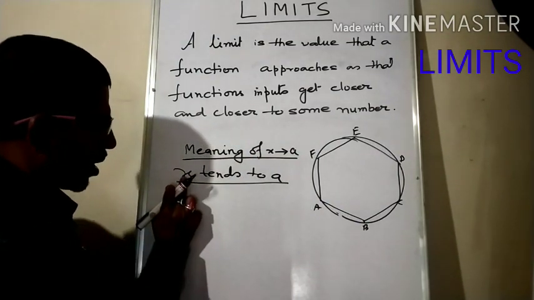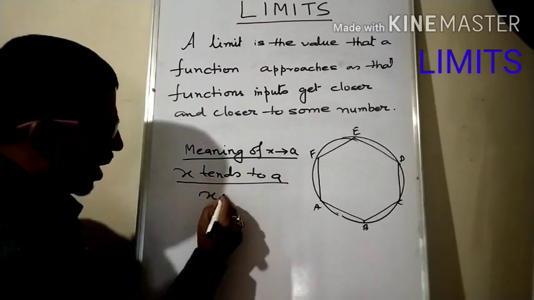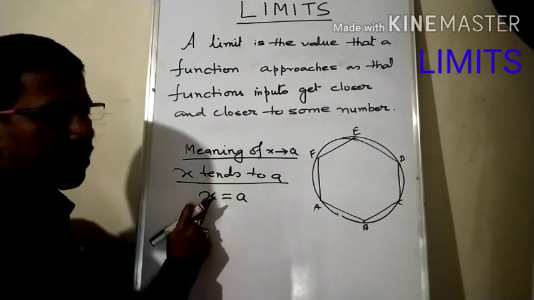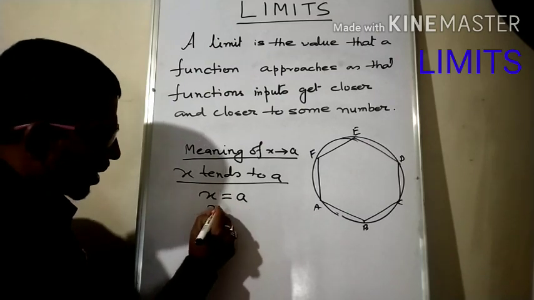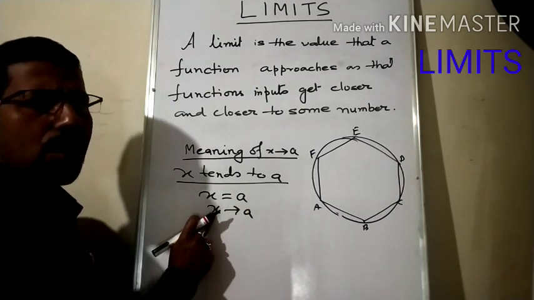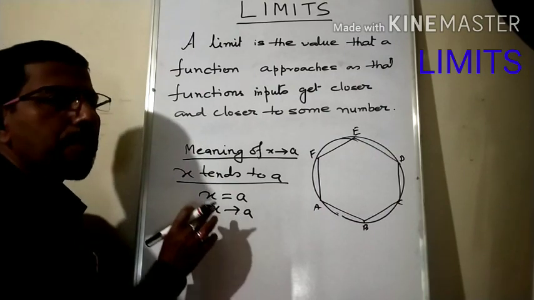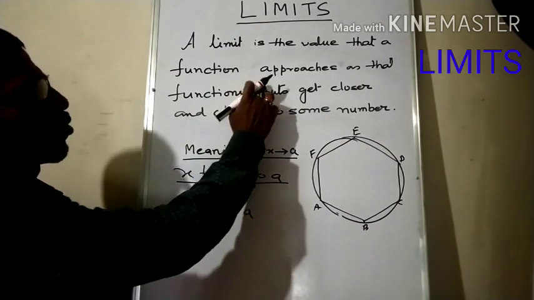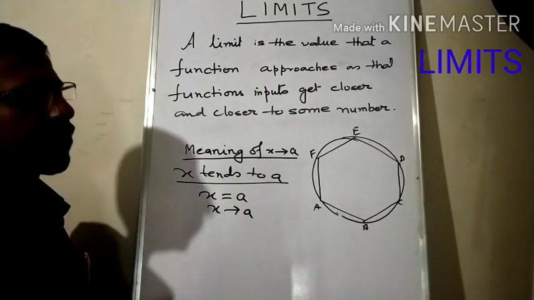So x tends to a means x is not equal to a. If x is equal to a, that means the value of x is a. But x tends to a means the value of x is very near or close to a, approaching that value of a.